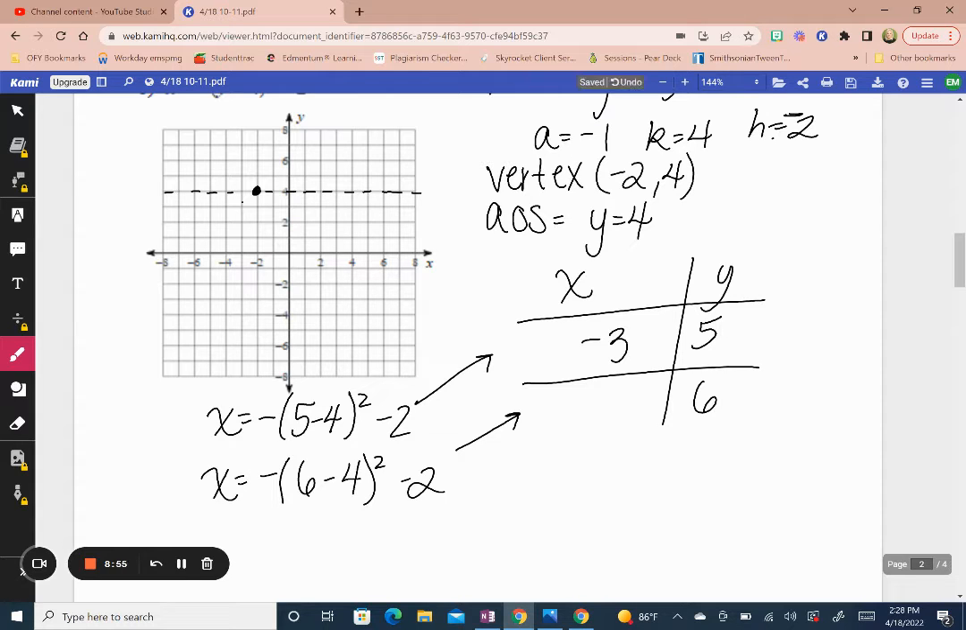And then my next one is going to be negative (6 minus 4) squared minus 2. That gives me negative 6. So I'm going to be at, my x is negative 3 and my y is 5. 1, 2, 3, 4, 5. And then my next one is going to be at negative 6. 1, 2, 3, 4, 5, 6. And it's going to be at a positive 6.